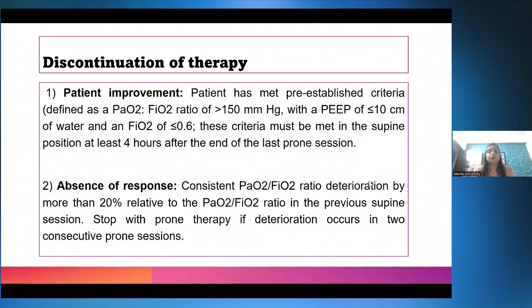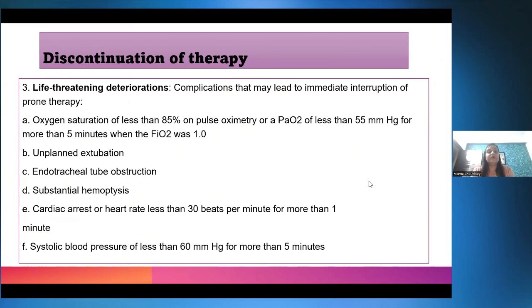The therapy needs also to be discontinued if the patient presents with life-threatening deterioration. Complications that may lead to immediate interruption of prone therapy include oxygen saturation of less than 85% on pulse oximetry, or a partial pressure of oxygen of less than 55 mm of Hg for more than 5 minutes when FiO2 was 1, unplanned extubation, endotracheal tube obstruction, substantial hemoptysis, cardiac arrest, or heart rate less than 30 beats per minute for more than 1 minute, systolic blood pressure of less than 60 mm of Hg for more than 5 minutes.